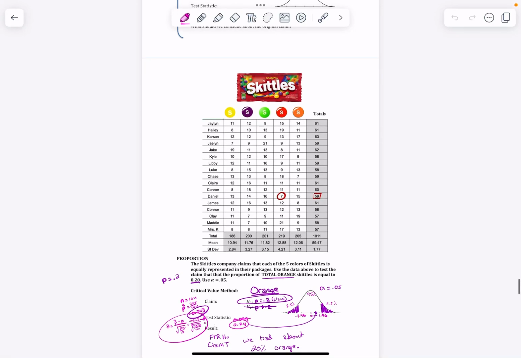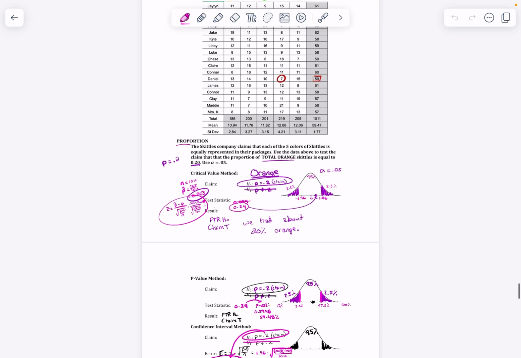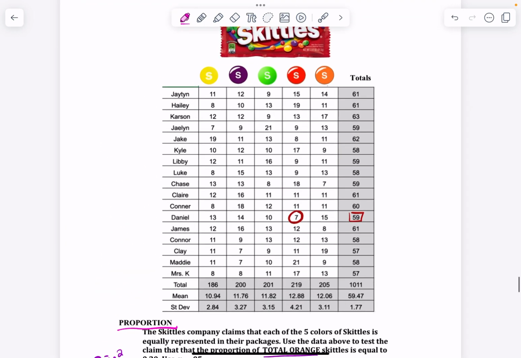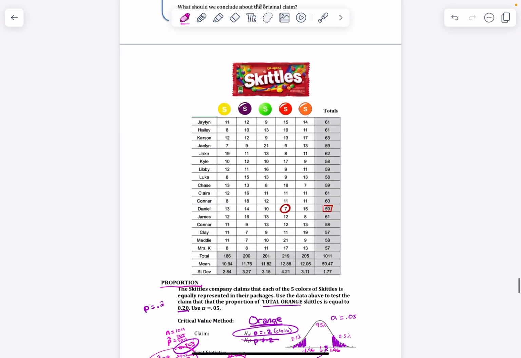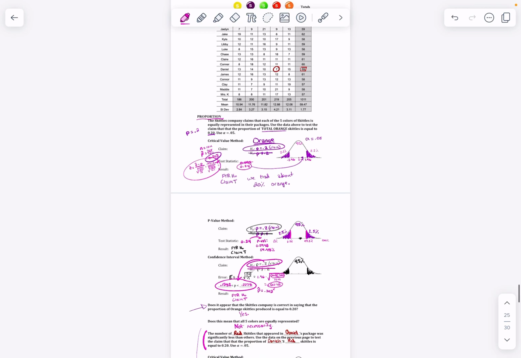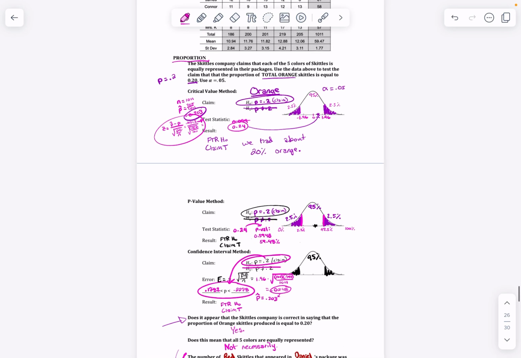Okay, stats. The other day when we were together, we started the Skittles project after filling out our formula sheet. And we did this first proportion section together really super fast, right at the end of the period before the bell rang. But here's the data that we got when we gathered our Skittles, or when we ate our Skittles, whatever, that's all the same data. And then for proportion wise, we looked at total orange, okay? And then we did critical value method, we did p-value method, we did confidence interval method, okay?